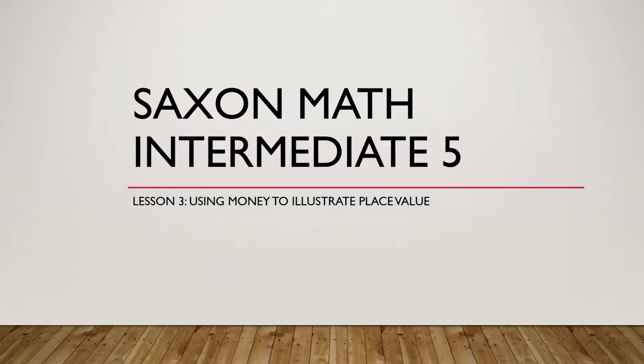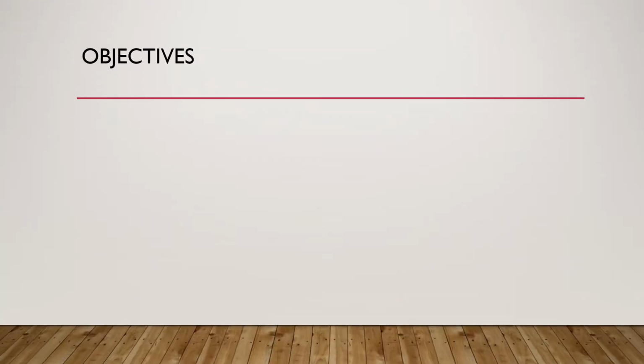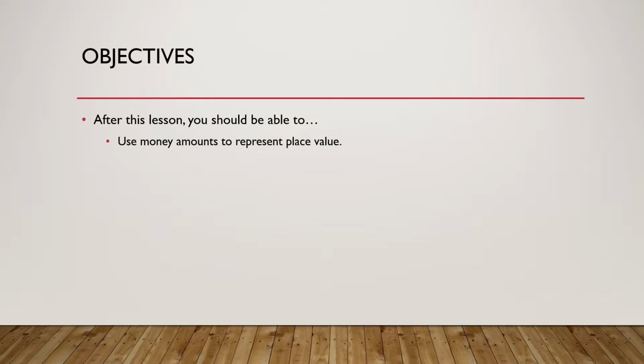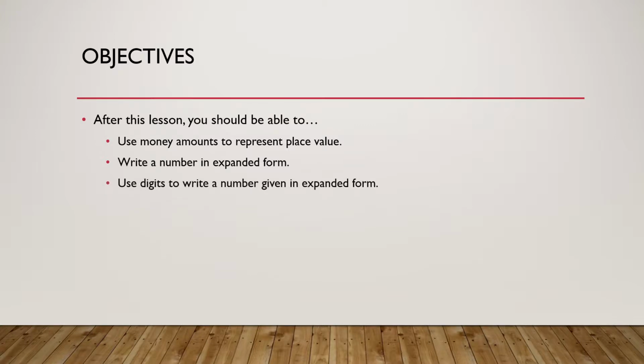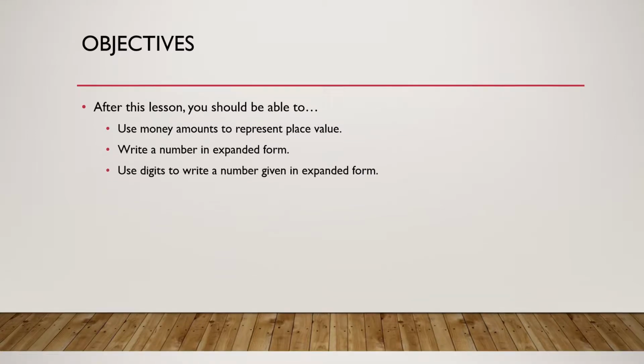Welcome to Lesson 3 for Saxon Math Intermediate 5, using money to illustrate place value. Our objectives today: after this lesson you should be able to use money amounts to represent place value, write a number in expanded form, and use digits to write a number given in expanded form.